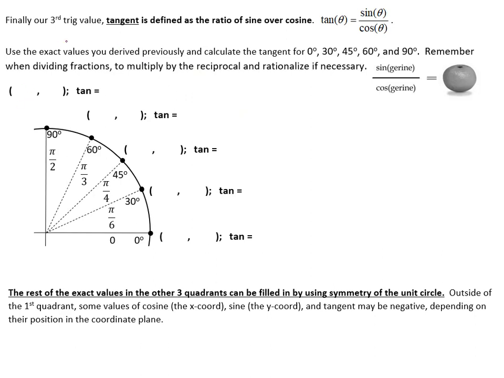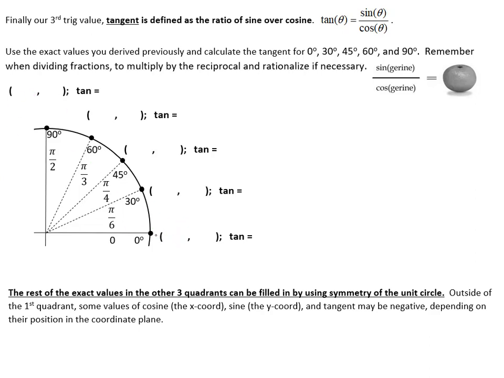Our last trig value, tangent, is actually defined as the ratio of sine over cosine. So this comes up enough that we need a third trig function. So use the exact values we derived to come up with our tangent values in the first quadrant for 0, 30, 45, 60, and 90 degrees. And here's a nice picture for you. Sine-gerine over cosine-gerine is tangerine. Ha ha ha ha. Okay, so don't forget, if we are dividing by fractions, that we will multiply by the reciprocal, and we shouldn't leave radicals in the denominator.